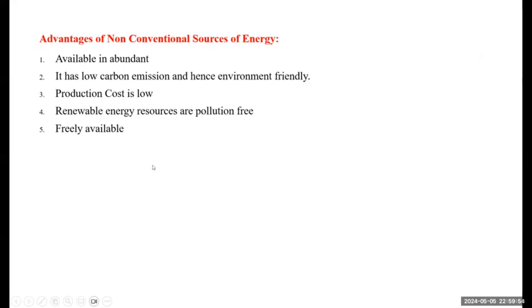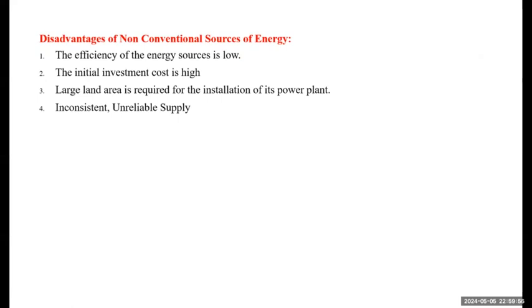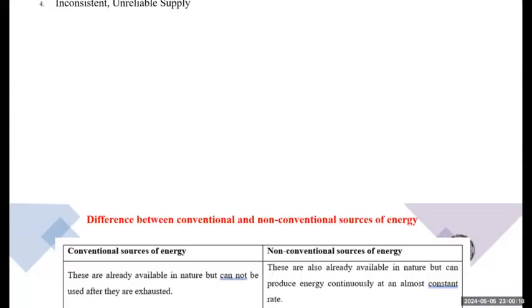So what are the disadvantages of non-conventional sources of energy? The efficiency of the energy sources is low. The initial investment cost is high. A large land area is required for the installation of a power plant. Inconsistent and unreliable supply.